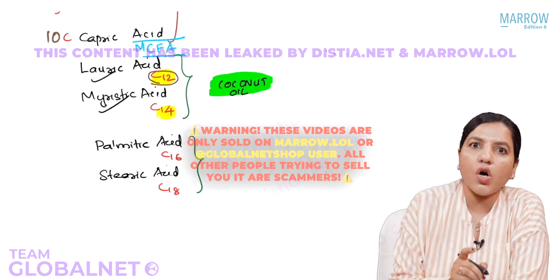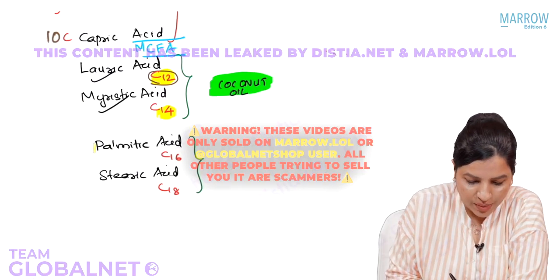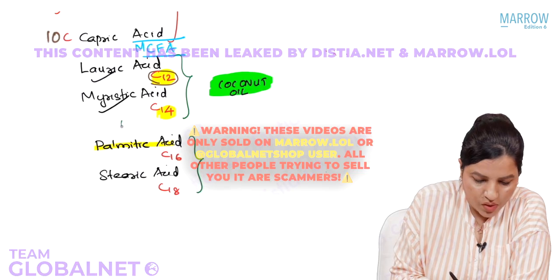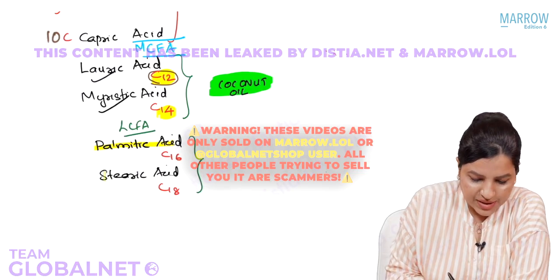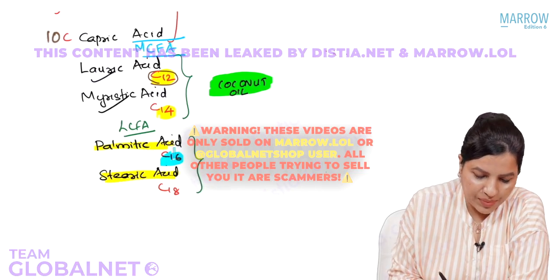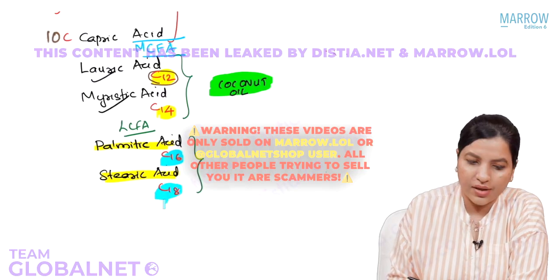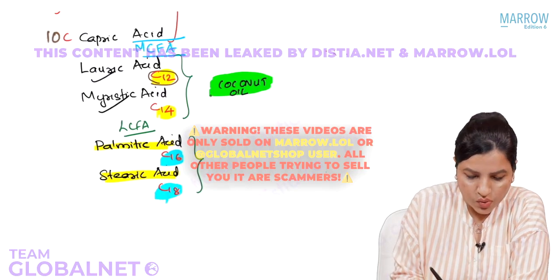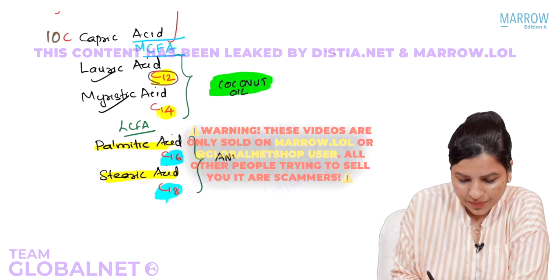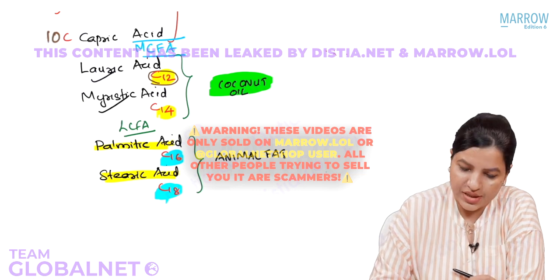Then we have the long chain fatty acid. The examples which I have given here are palmitic acid and stearic acid. Remember the number of carbon atoms here. Palmitic acid is 16 carbon and stearic acid is 18 carbon. What is the source? The source is animal fat. So, these are the important saturated fatty acids.